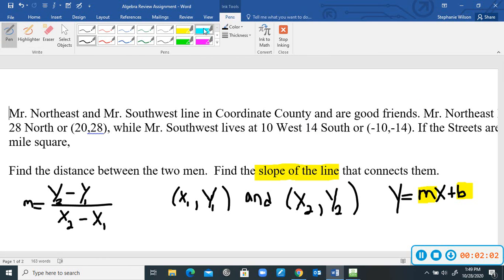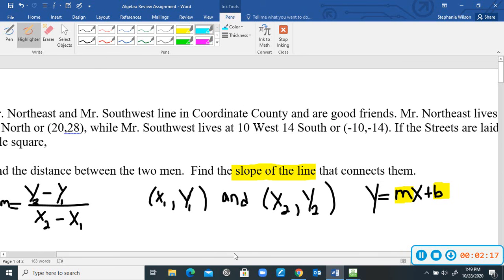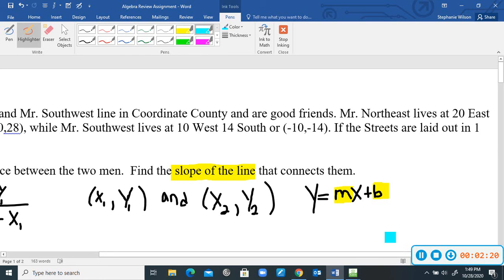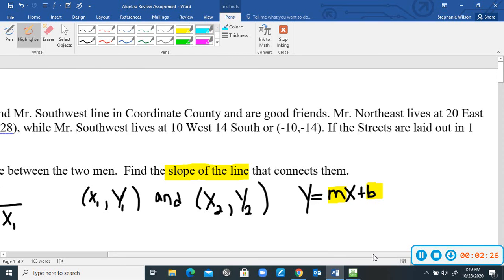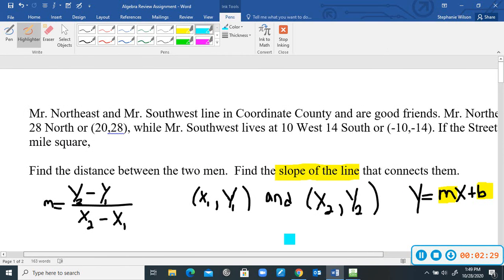So we go back to this application problem, and we have Mr. Northeast and Mr. Southwest living in Coordinate County, and our good friends. So Mr. Northeast, let's read this. Lives at 20 east, 28 north. So here's my ordered pair. So I'm going to automatically call this my ordered pair of x subscript 1, comma, y subscript 1. So I'm going to let this be my first ordered pair.